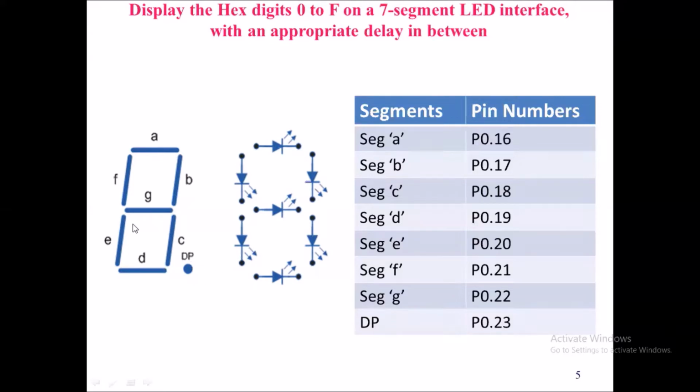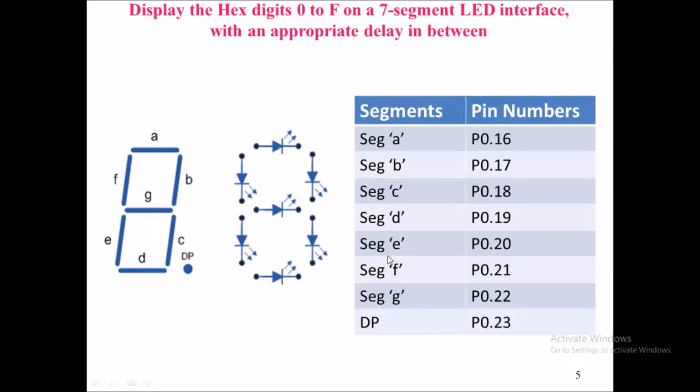Again, to activate these segments, they should be activated through the port lines. All the 8 segments are associated with port 0 of the microcontroller. So let's see the pin numbers which come under port 0. Segment A is associated with the port 0 16 pin. Segment B is associated with the port 0 17 pin. Segment C is associated with the port 0 18 pin, and segment D is associated with the port 0 19 pin.